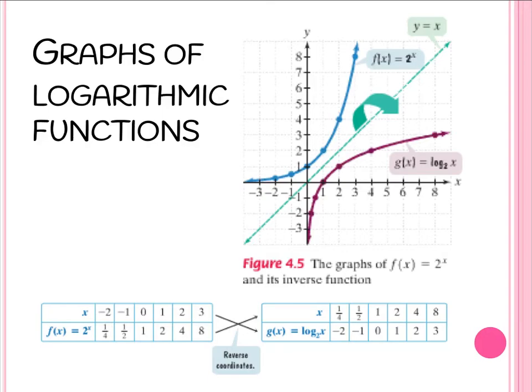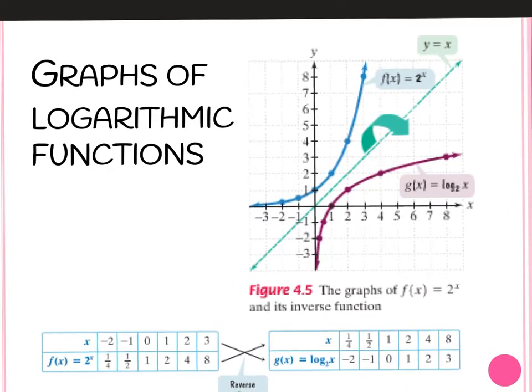All right, guys, looking at this, when we talk about graphs of logarithmic functions, this is our exponential function here in blue. You see it? This is our exponential function. We talk about the domain of our exponential. For exponential, our domain is what? Yep, negative infinity, positive infinity.